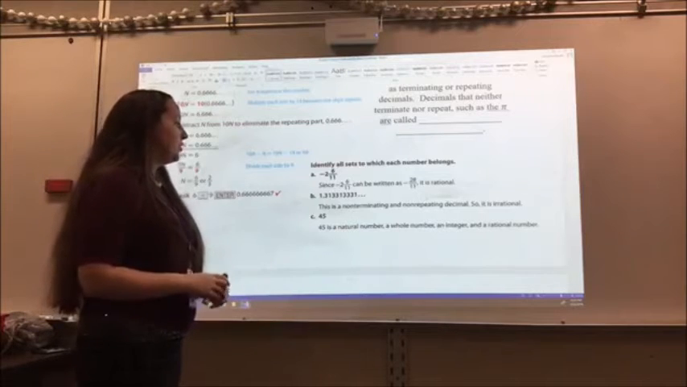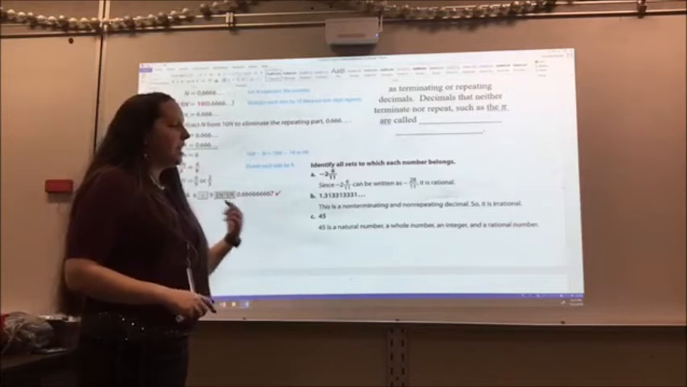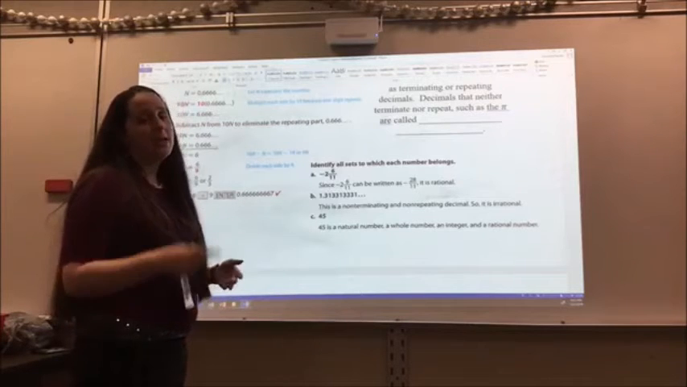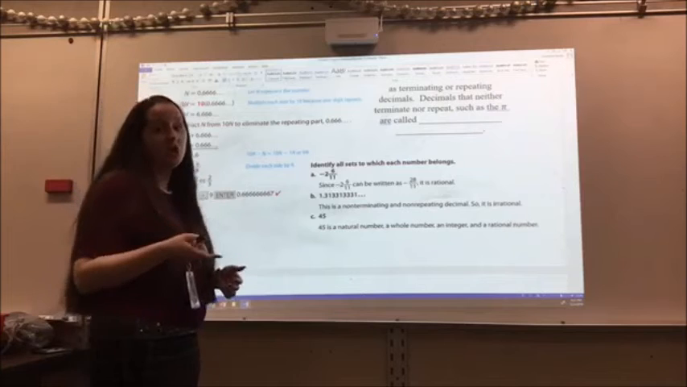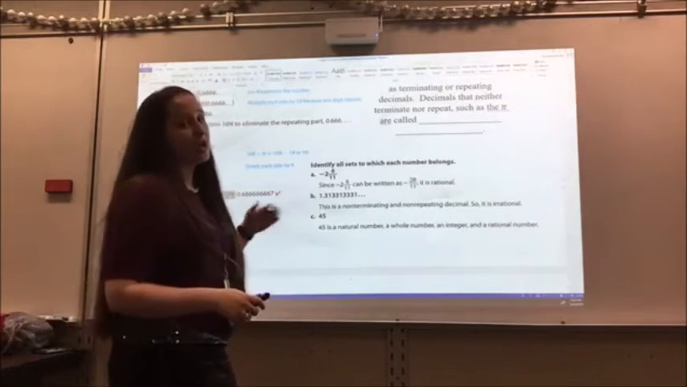B is 1.313313331. This is a non-terminating and non-repeating decimal. It doesn't actually repeat. There is a pattern to it, but it doesn't actually repeat the pattern. So it's an irrational number.